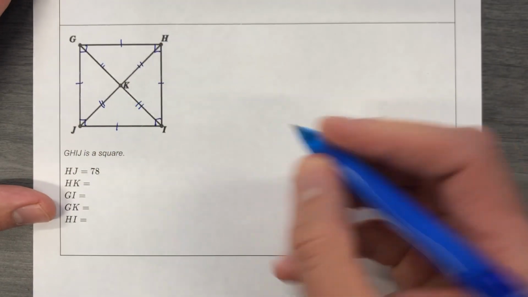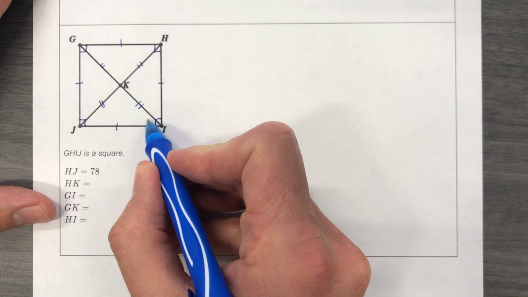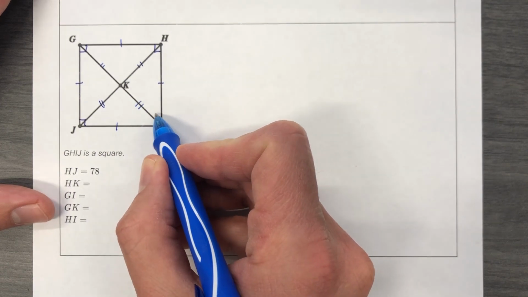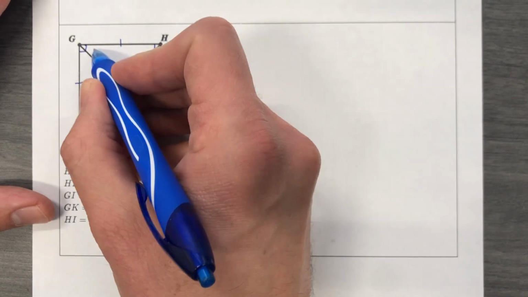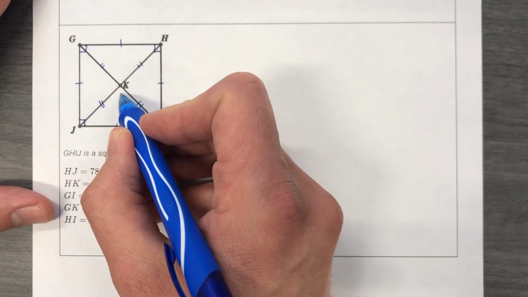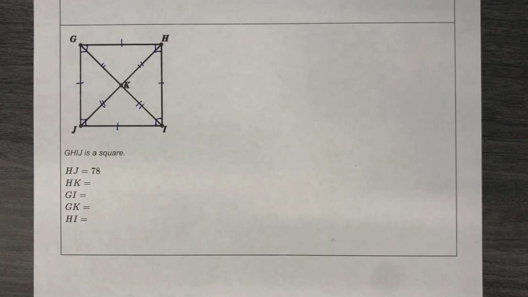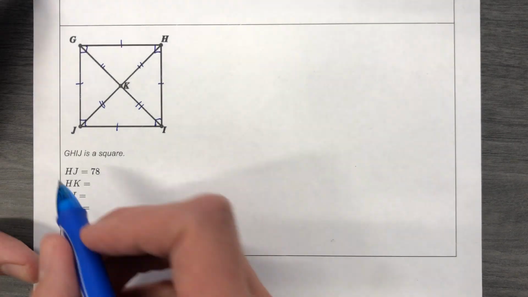We also know that this right here is a 45-degree angle, and so is this, and so is this, and this, and this, and these are 90-degree angles. There's a lot we can tell about this. Okay, so let's just jump right in.